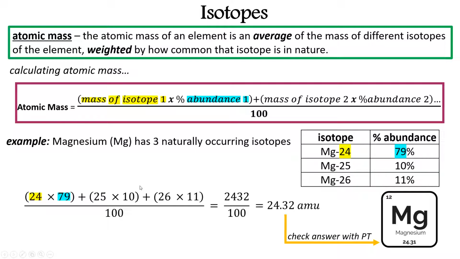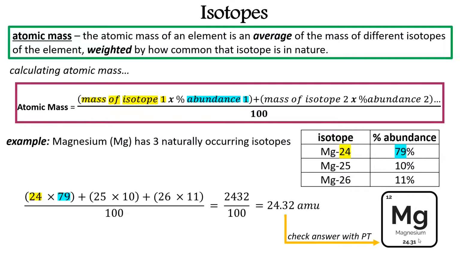Then you do the math. Remember to do PEMDAS and do the math correctly. You want to do what's inside the parentheses first, and then you'll add those numbers together and divide by 100 because we're working with percentages. The number we get for magnesium is 24.32 AMU. Once you get that number, you want to check it with the number on the periodic table. So you can see we've done our math correctly because it is really close to what the periodic table says.